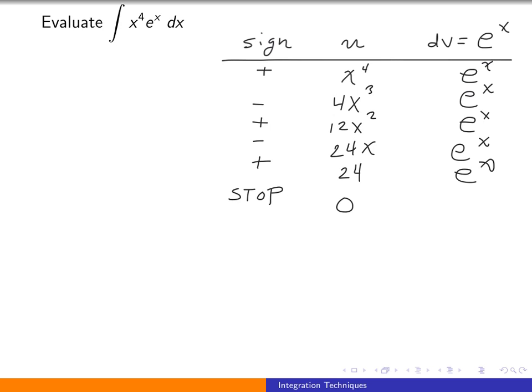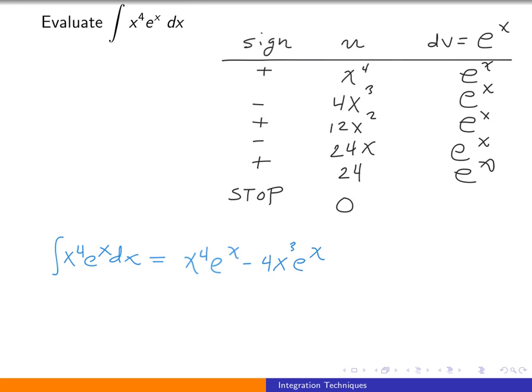And when we apply this multiple integration by parts, we can just work our way across row to row. So in the first row, we have a plus sign, and what we'll do is multiply together the two functions. So we're going to have x to the fourth, e to the x. Then we go to the second row, where we have a minus sign, and we multiply the two functions together. So minus 4x cubed, e to the x. And we just continue on in this process until we hit the stop.